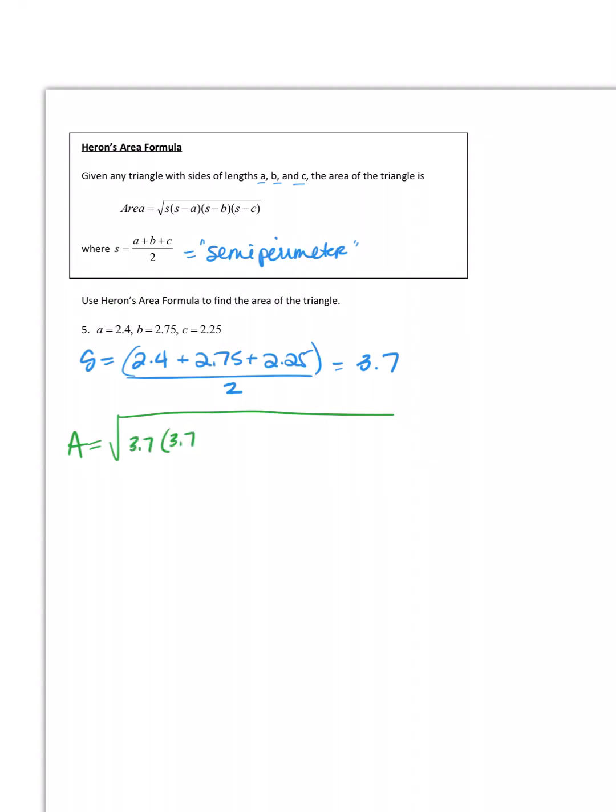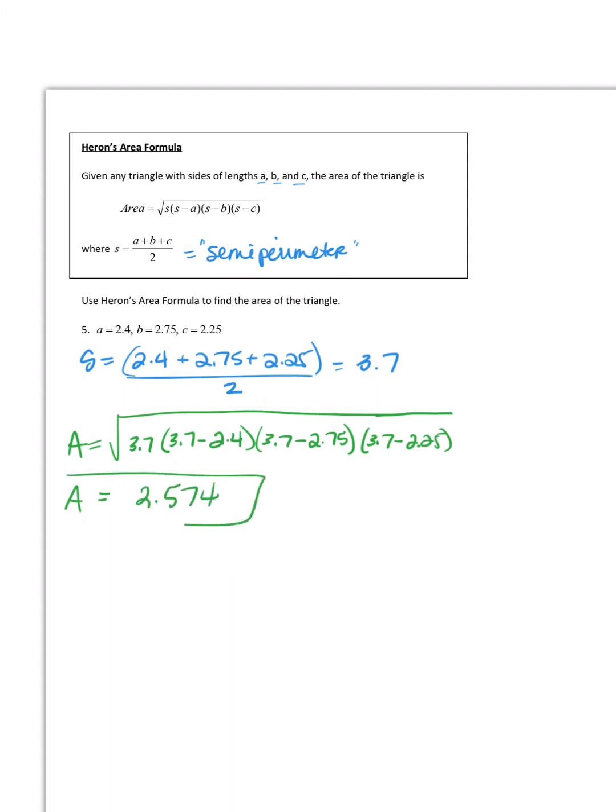And then it's 3.7 minus that first side. So 2.4. 3.7 minus 2.75, 3.7 minus 2.25, all right? Multiply all those out, and then don't forget to take the square root. When you do, I get an area of 2.574. All right? That's how the area formula works. Pretty simple. Given 3 sides, you can find the area of any triangle.